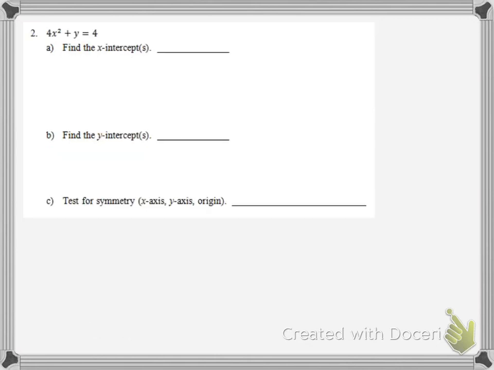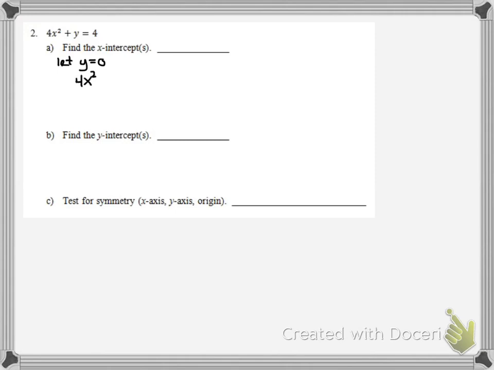Okay, let's move on to the next one. On the next one, I have just given you an equation, and we want to start by finding the intercepts, and we want to test for symmetry. So the first one we're going to find is the x-intercept. Remember, on the x-axis, the y value is 0. So here's the equation we get.